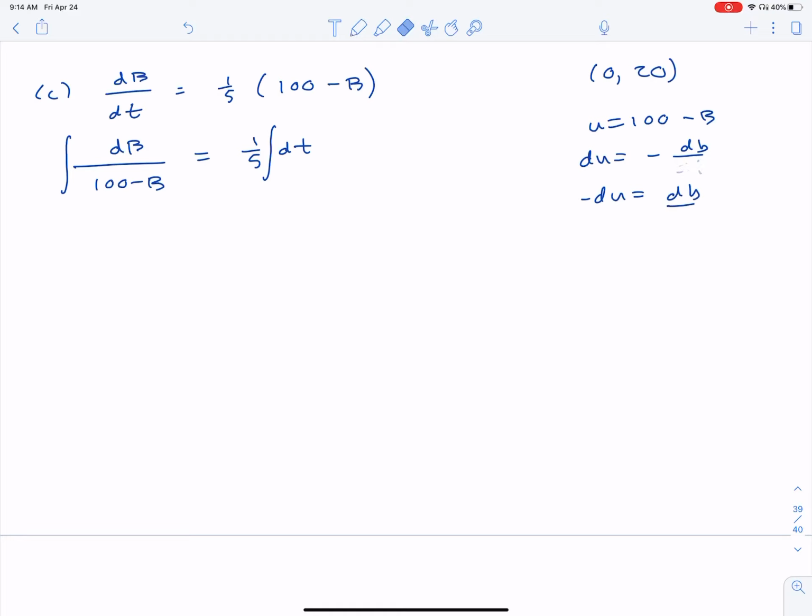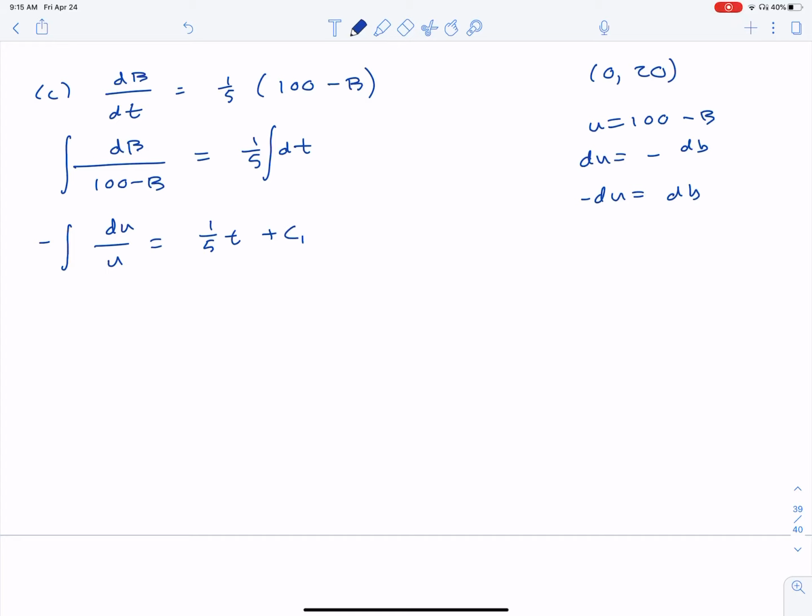Sorry, I don't know why I'm using the wrong notation. Equals negative dB. So just note that it's going to be negative. In other words, if I were to integrate this using u substitution, it's going to look like this. On the right hand side, I'm just going to integrate it, and it's just going to be 1/5 t plus some c.